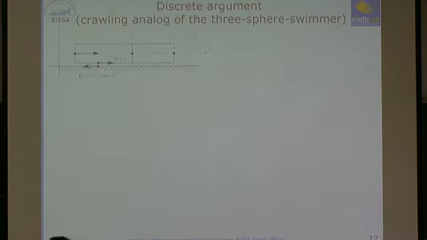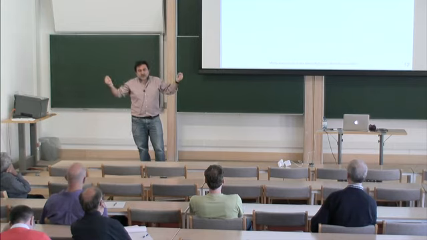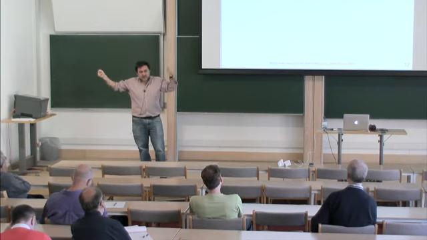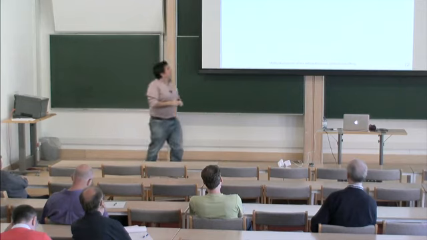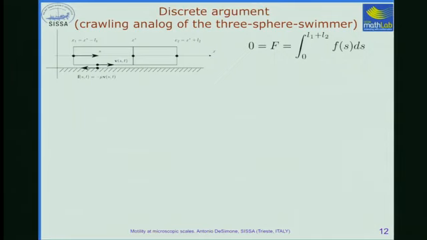Let's do a simple case in which I don't send a contraction wave, but I do something simpler. Sending a contraction wave is difficult. So I do a piecewise affine case in which I do exactly the analog of the three-sphere swimmer in the crawling case. So I have a snail which is made of two pieces that can be extended or contracted in an affine way. Okay? Something like this. And let's look at the equation of motion. Its total force equals 0. So it's the integral along the body of the snail of the force per unit length, little f.